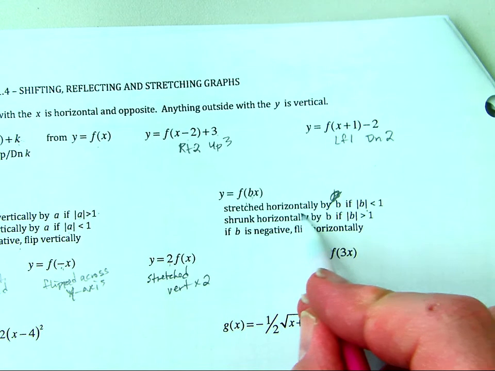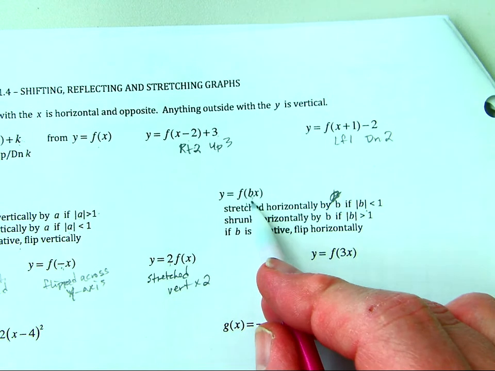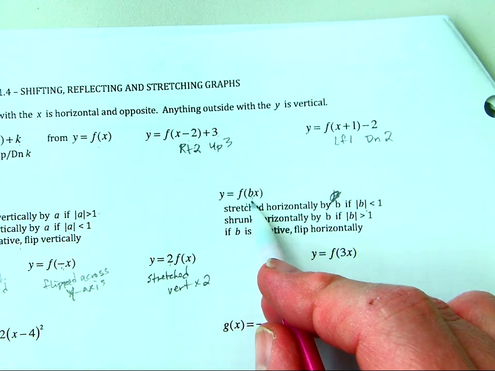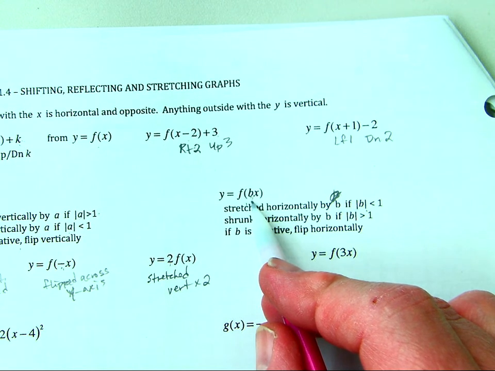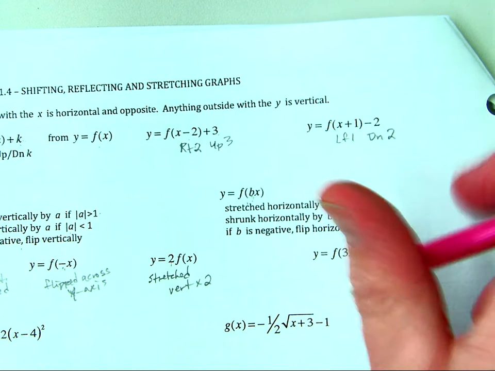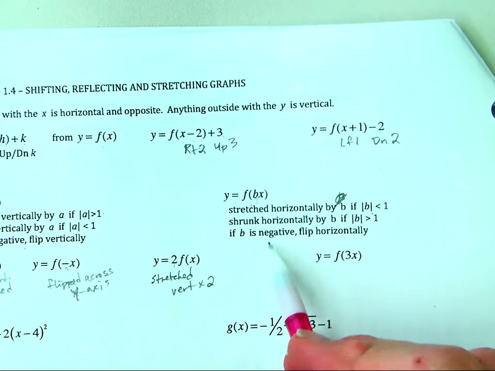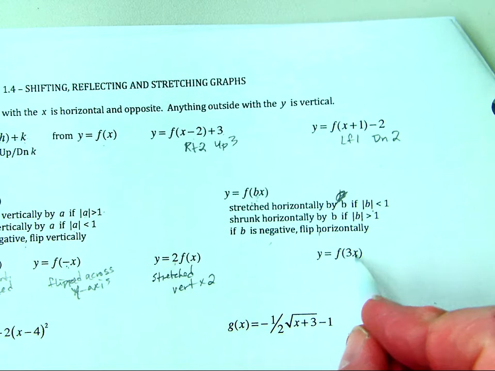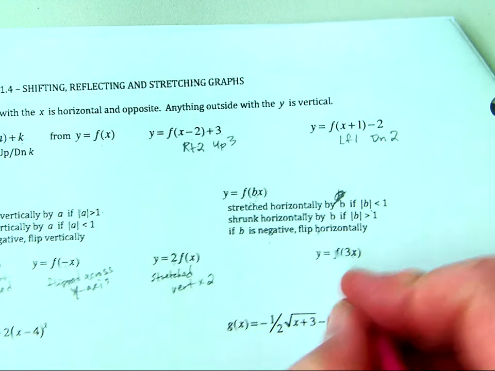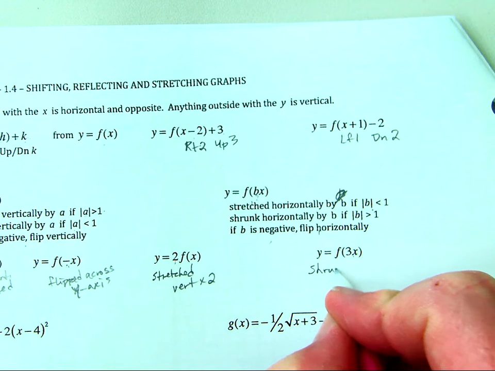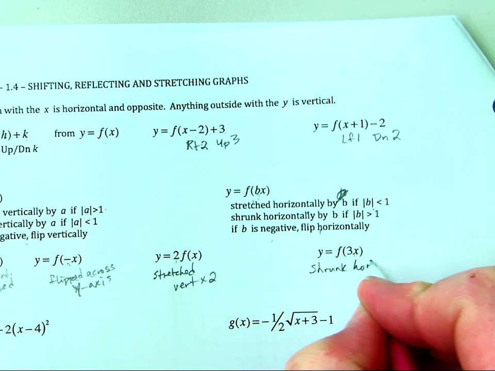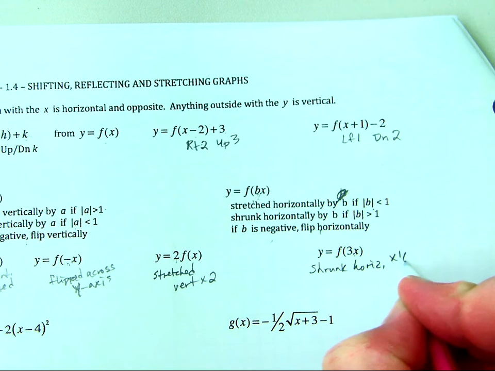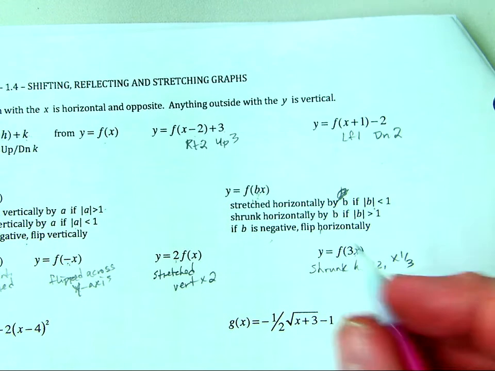So if that's a fraction, again, it's the opposite. So if that's a 1/3, that means it's actually stretched horizontally by 3. So you would multiply every x coordinate by 3. And then if it's negative like we had here, it's flipped horizontally. So like here, there's a 3 inside there. So this one is shrunk horizontally by 1/3. So you take 1/3 of every x.